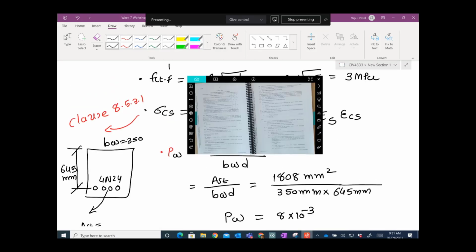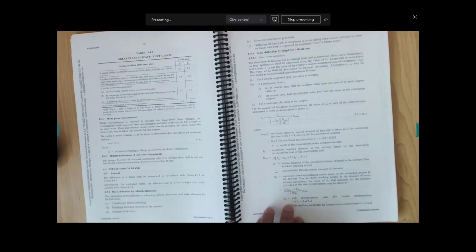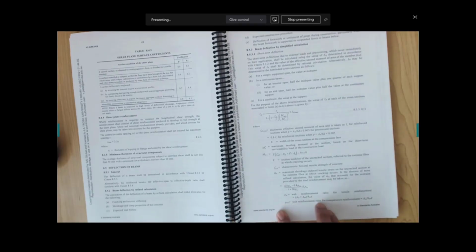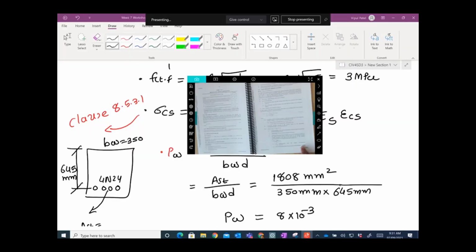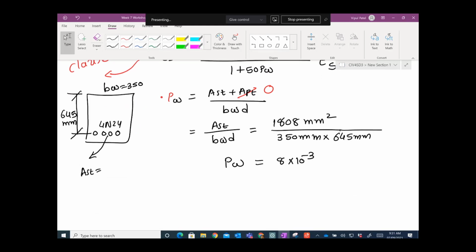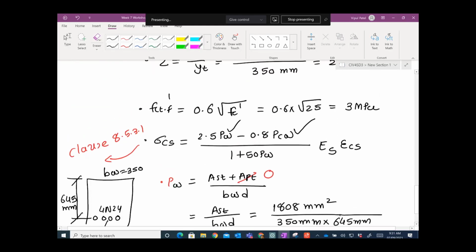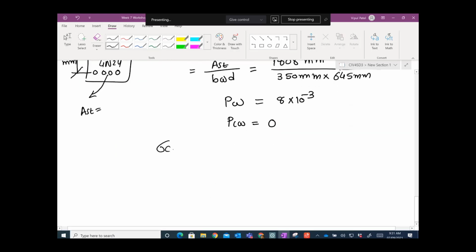PCW, what is PCW? PCW is the web reinforcement ratio of compression reinforcement. We don't have any compression reinforcement in the web, so we just take it as 0. PCW equal to 0. And PW is there, the Young's modulus of the steel is 200, ECS is given in our example. So let's calculate this sigma CS.